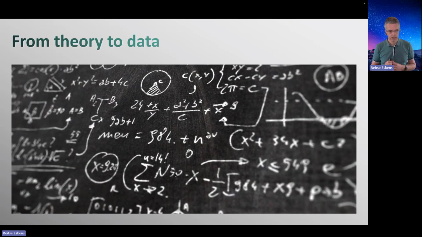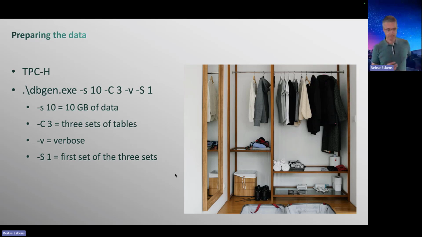All right. So let's go from all this theory to creating data. I'm using the TPCH data set, which means I need to create a lot of data. This is the command you can use. The thing is, you need to be able to create this dbgen.exe file. And to create this one, you need to download the binaries and compile it yourself.